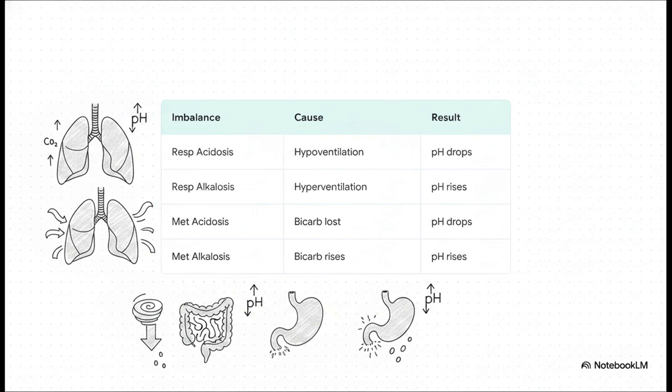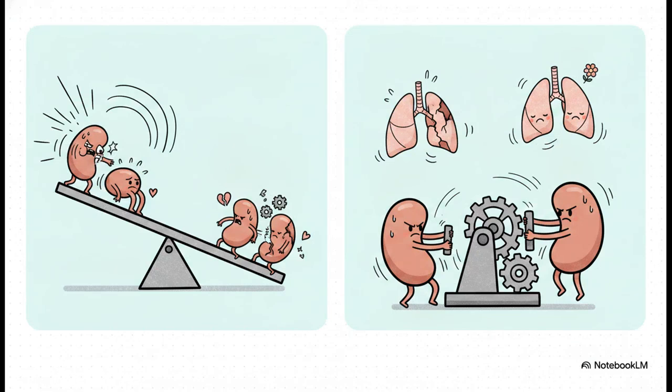Now for the metabolic side. Metabolic acidosis happens when that basic bicarbonate gets lost, maybe through severe diarrhea, sending the pH crashing down. And metabolic alkalosis, that's when acid is lost, like through prolonged vomiting, leaving you with too much basic bicarbonate pushing the pH up.